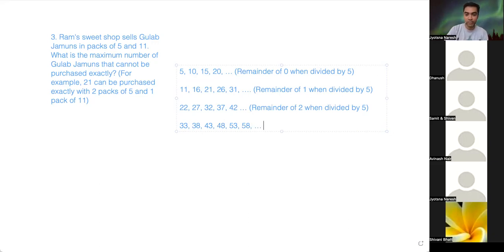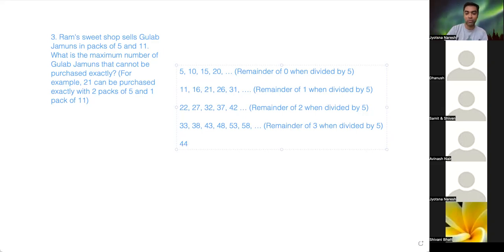Okay, so what's common here? Remainder of 3 when divided by 5. Okay, and what is my last sequence going to be? 34, 39, and onwards adding 5.